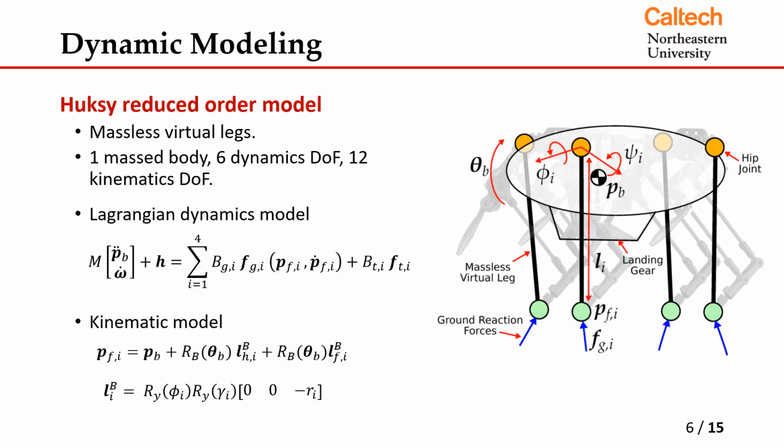The full dynamic model for quadruped can be highly nonlinear and multidimensional. So in order to simplify it, we developed this reduced order model shown on the right.